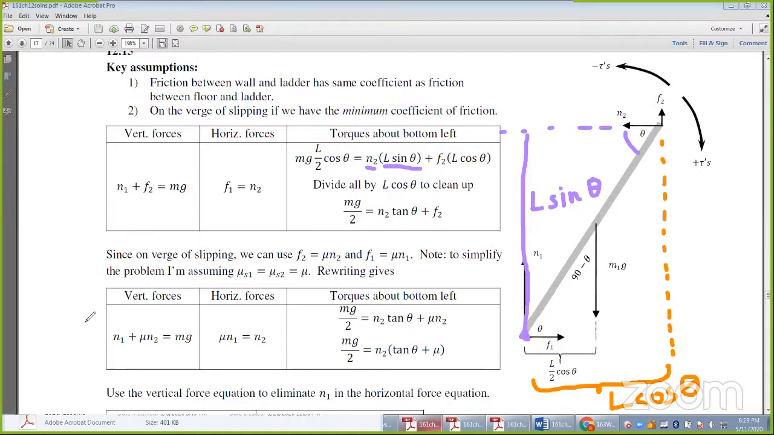Correct. Now, do you agree I could have also done the top right? What about doing the sum of torques about this green point over here? Could I have done that? You could, but it would suck. And that's why we didn't choose it. So the three logical points are this one, and they all have pros and cons.